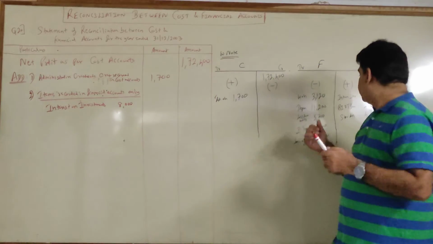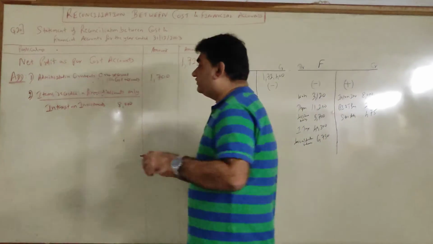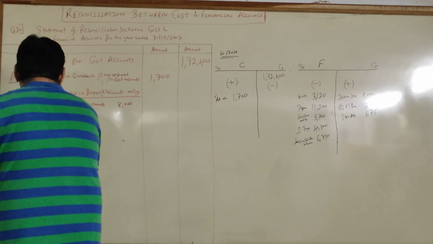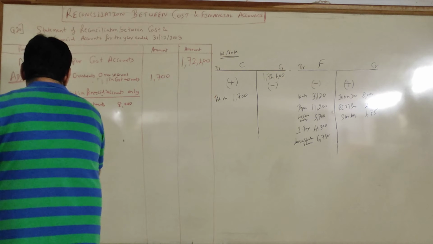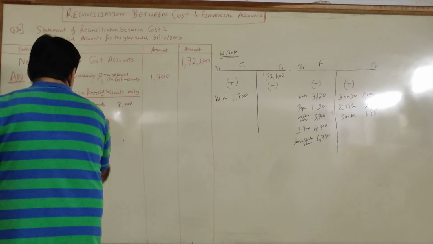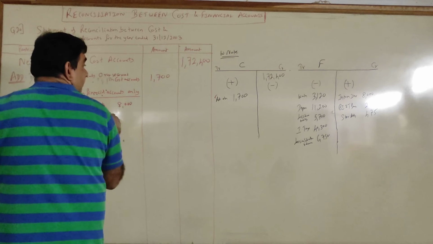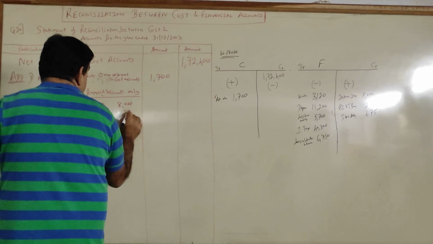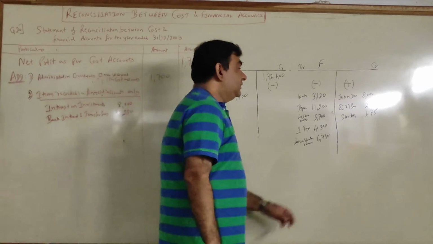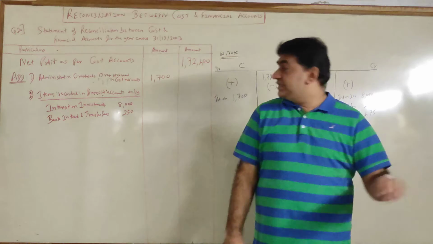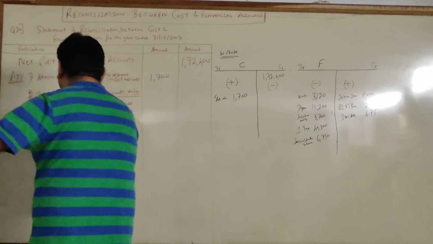Okay. Next, bank interest and transfer fees. So right here, bank interest and transfer fees 250. Then stores adjustment. So what will you do?